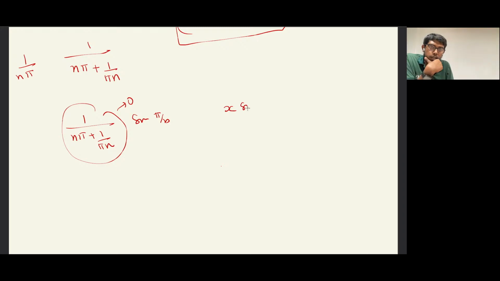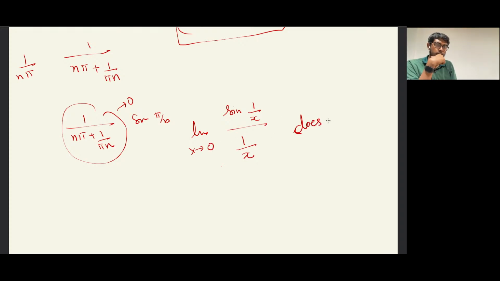So how will I extend it? Sine 1 by x, limit x tends to 0. If I do 1 by x times 1 by x, oh, I can directly extend at 0, right? No, but 1 by x does not exist. Sorry, I cannot extend this, because this limit as x tends to 0 does not exist, I guess. So you cannot extend this function continuously.